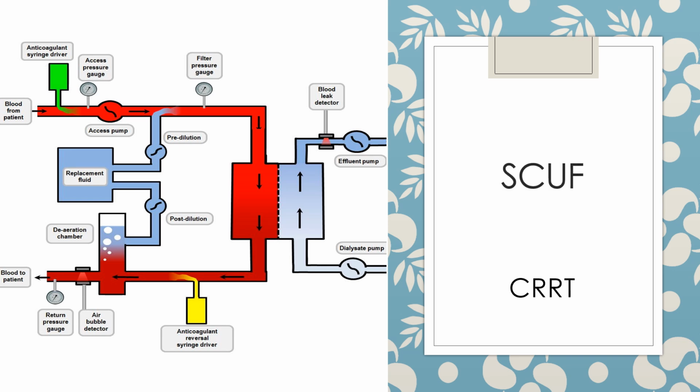In slow continuous ultrafiltration, solute clearance does not occur, and it is done for the purpose of ultrafiltration only. Neither dialysate nor replacement fluid is required, hence only two pumps, the access pump and effluent pump, are in use.